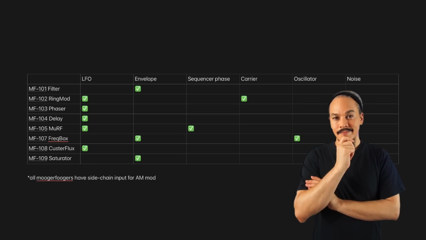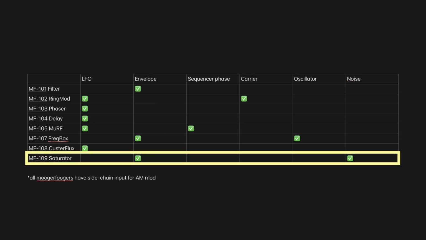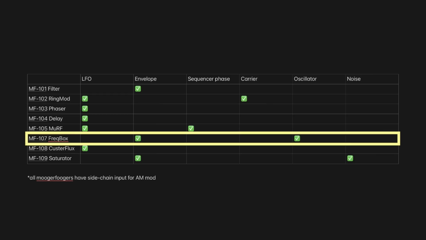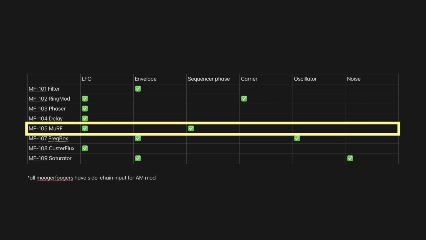Starting out with some basics, I made an overview so I could show you exactly what type of modulation signals that these moogerfoogers put out and which one does what. So we got LFO, envelope, sequencer phase, carrier, oscillator, and noise. And many of these are specific to certain moogerfoogers, like the noise one, it's being outputted by the MF Saturator that can also output its envelope signal. Now, the oscillator here is outputted by the frequency box, and the carrier here is being output by the 102 ring mod. And then we got the sequencer phase being outputted by MuRF.